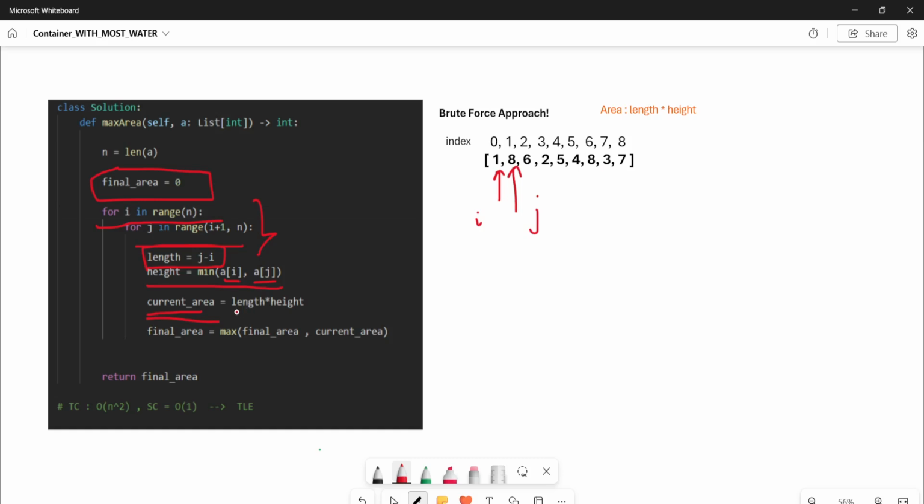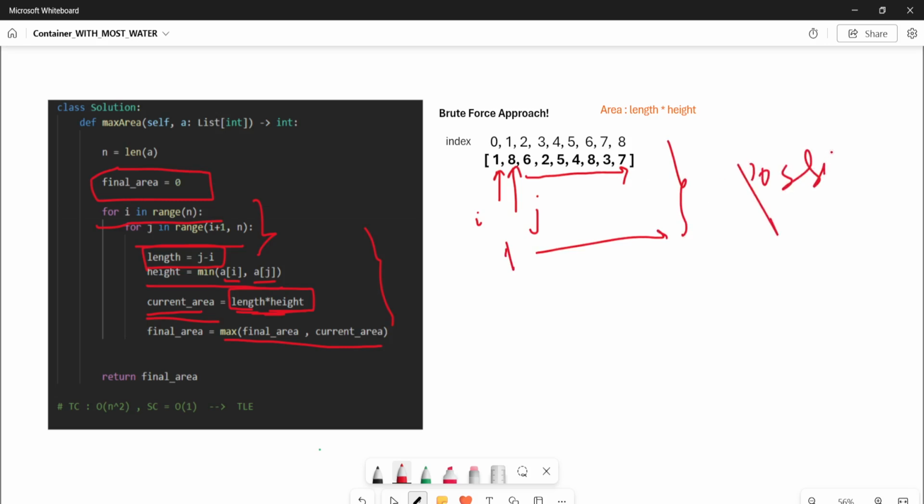So the current area would be the length and the height, the multiplication of these two values, and we will find the maximum between these. j will keep on going forward, and once j finishes, then i will increase, and so on and so forth. So this will generate each and every possible combination, and we will have the final answer in final area, and we will return that.